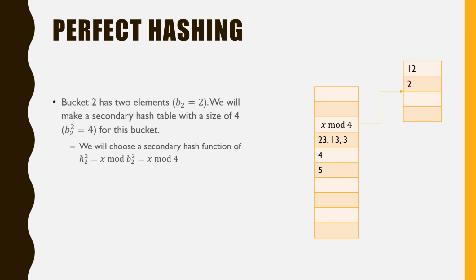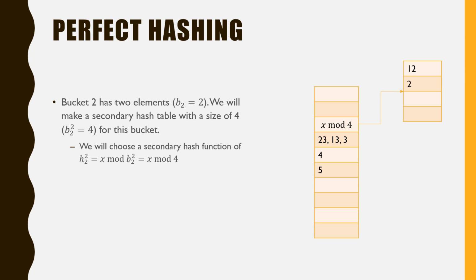Let's look at bucket 2, where we have two elements, 2 and 12, that form a collision. To resolve the collision, we will allocate a secondary hash table whose size is the square of the number of elements to be hashed. Say we have two elements to hash, we will allocate a secondary hash table with a size of 2 squared, or 4.